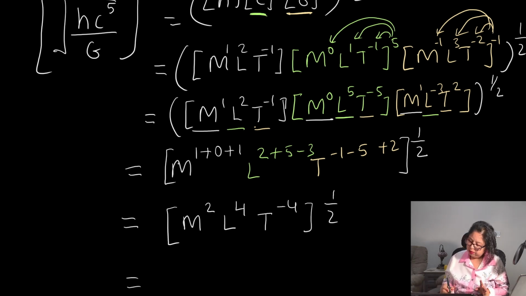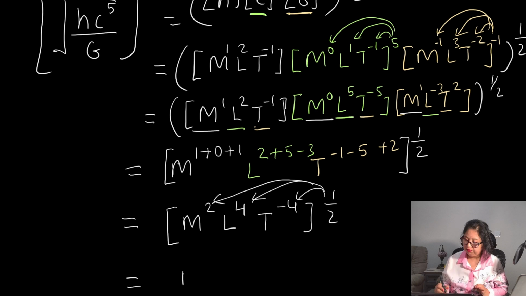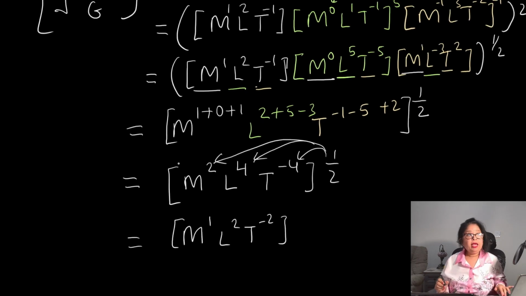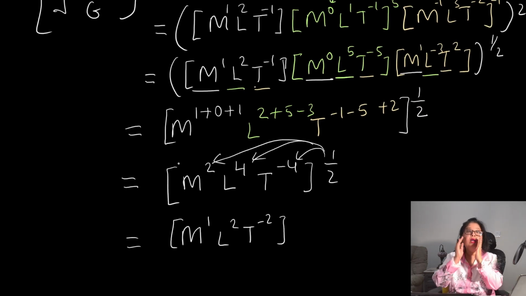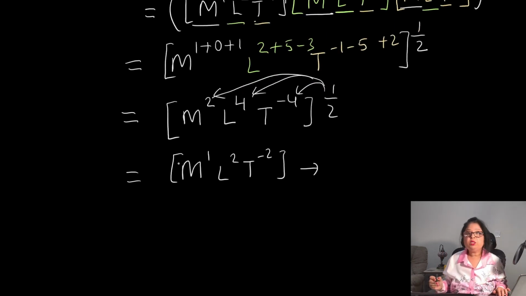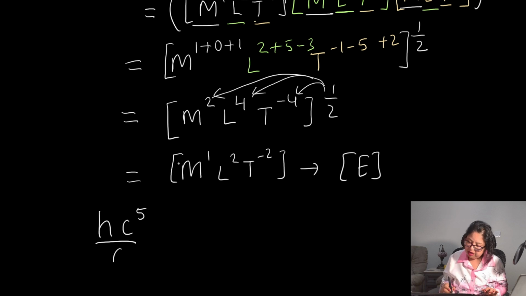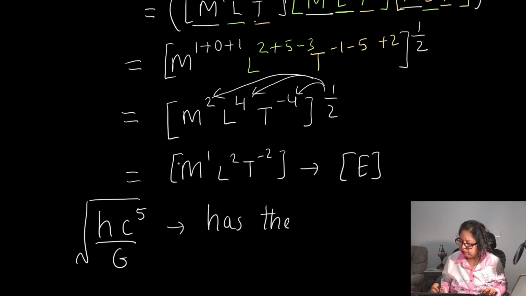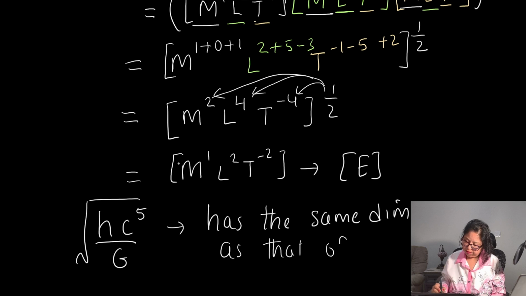All to the power 1/2. Now I'm going to bring this 1/2 inside, and this is going to multiply each of the powers, giving me M1 L2 T minus 2. Now, M1 L2 T minus 2, once you have done this so many times, you will know it like the back of your hand that this is the dimensional formula for what? Energy. So H times C5 over G under the square root, this expression has the same dimensions as that of energy.